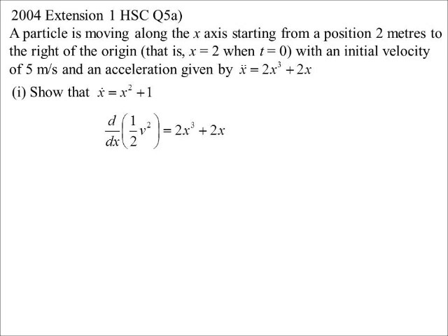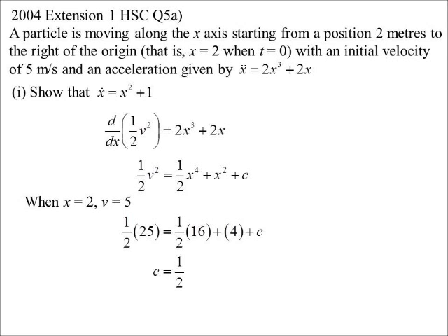So again, same sort of question. It's in terms of displacement. d/dx of a half v squared. Integrate both sides. Now we'll work out our constant. x equals 2, v equals 5. The constant in this case is a half. So v squared ends up being x to the power of 4 plus 2x squared plus 1. We have to show v, or velocity, is x squared plus 1. Well, nicely, that happens to be a perfect square. So in fact, v squared does equal x squared plus 1 squared. So v does equal x squared plus 1.